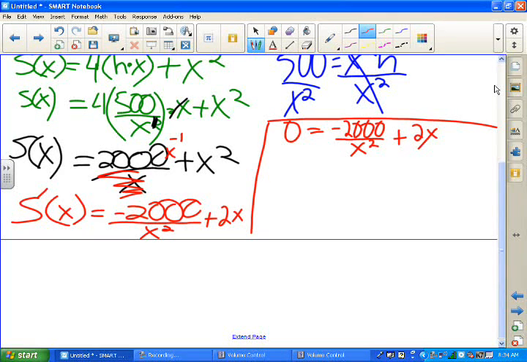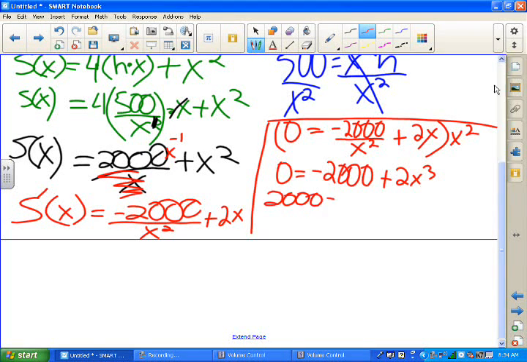There are other ways you can solve it, but at some point we're going to have to do that. So when I push that x squared through, I still get 0 equals negative 2,000 plus 2 times x cubed. Slide the 2,000 over to the other side, divide by 2, and I end up with 1,000 is equal to x cubed. When I get 1,000 is equal to x cubed, it's pretty easy. And I'll write out each step so you guys know what I'm talking about.